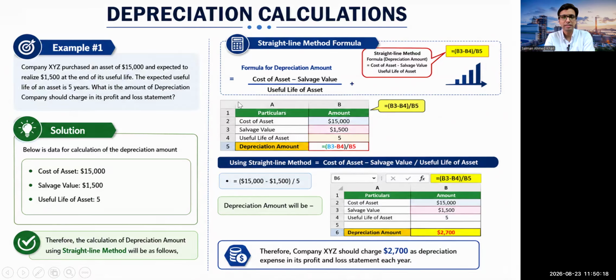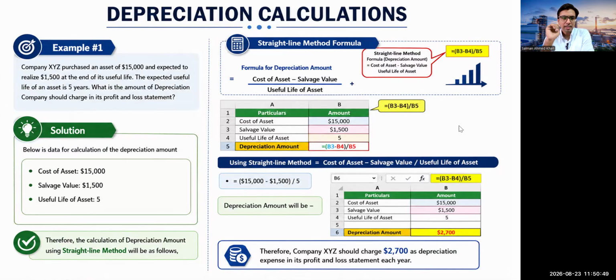This is one of the examples I am trying to explain so that my honorable viewers can get a clear picture of depreciation. A company XYZ purchased an asset for 15,000 US dollars and expects to realize 1,500 at the end of its useful life. The expected useful life of the asset is 5 years. What is the amount of depreciation the company should charge in its profit and loss statement?